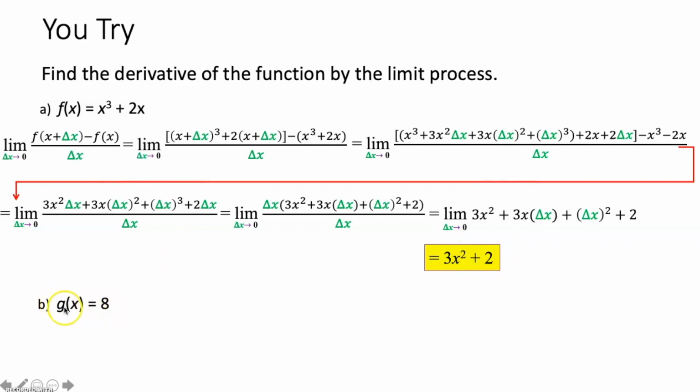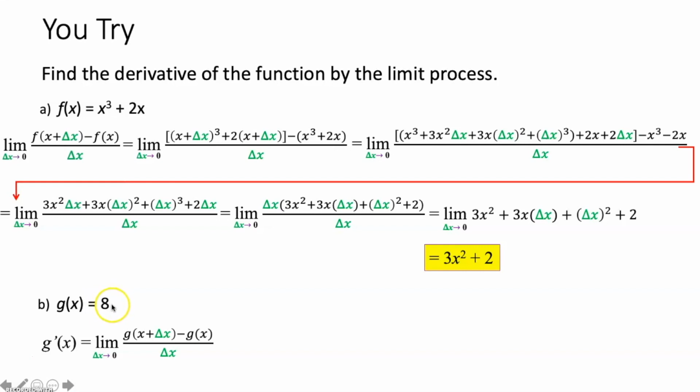Down here, we just have g of x is equal to 8. This is our function. So we, again, use the limit process because we're not given a specific x value that we want to find the derivative of this at. So we use g prime of x is equal to the limit as delta x approaches 0 of g of x plus delta x minus g of x all over delta x. Again, this is just the same thing as the first definition of the derivative.